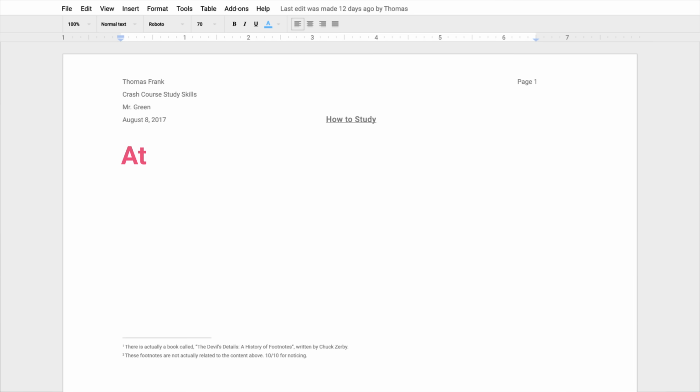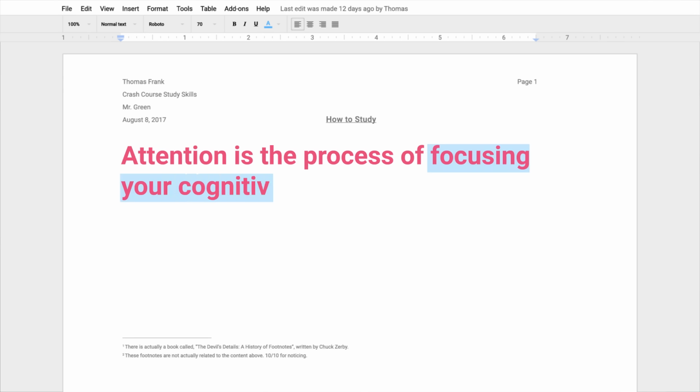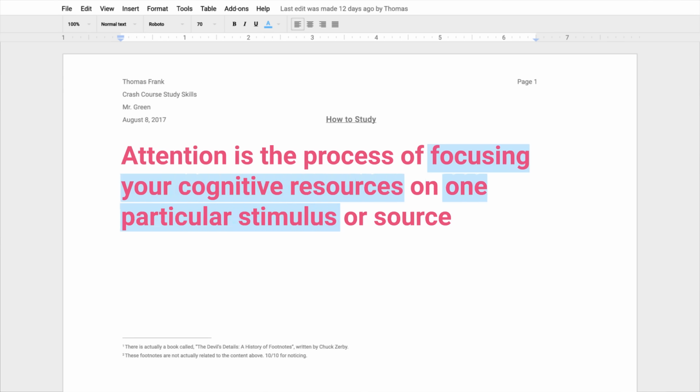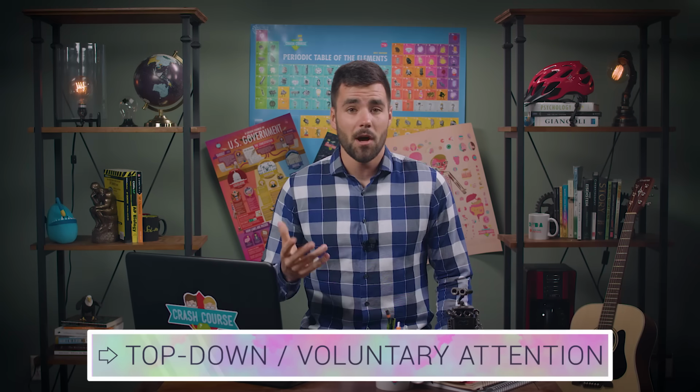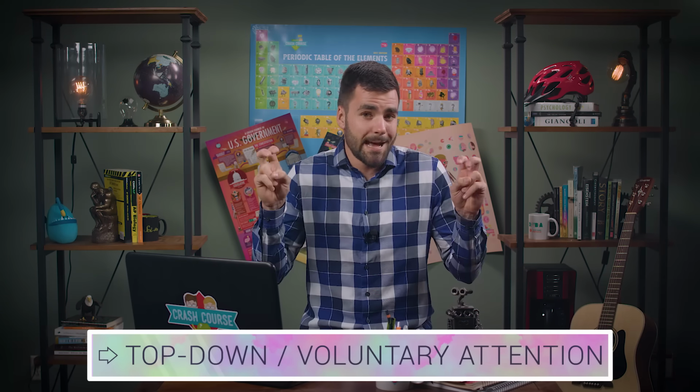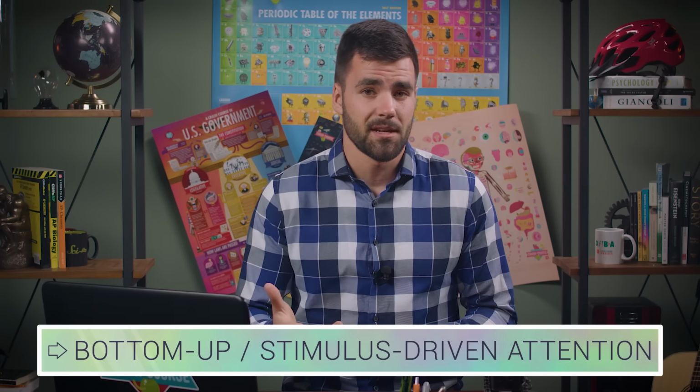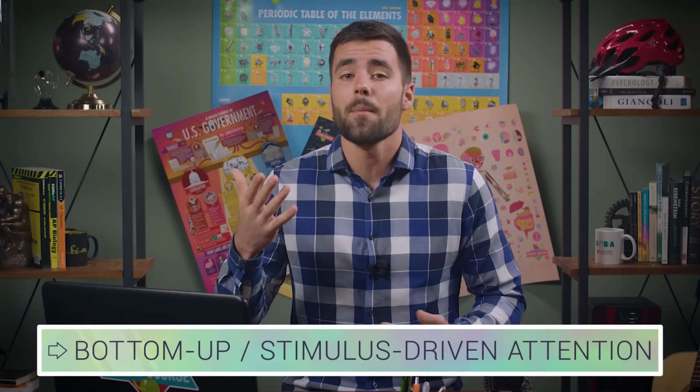Before we get into any specific tips, let's first answer the question of what attention really is. Put simply, attention is the process of focusing your cognitive resources on one particular stimulus or source of information while ignoring all others in the environment. Understanding this definition is important because there are 2 main forms of attention. The first is top-down, or voluntary attention, which is based on task demands, like needing to read a page in a textbook or solve a math problem. On the other side of the coin, you've got bottom-up, or stimulus-driven attention. Just like it sounds, this is automatically focused attention due to stimuli in the environment.